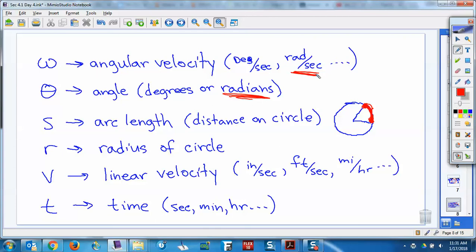V is going to be linear velocity. So that's going to be inches per second, feet per second, miles per hour. And T, of course, is time. So either one of those two velocities are always going to have a time unit on the bottom, and either a distance on top if it's linear velocity or an angle on top if it's angular velocity.